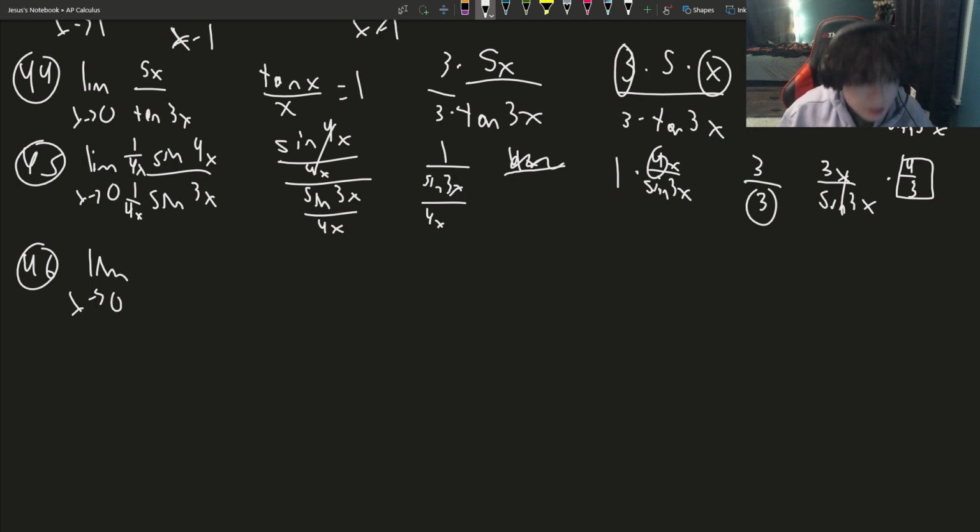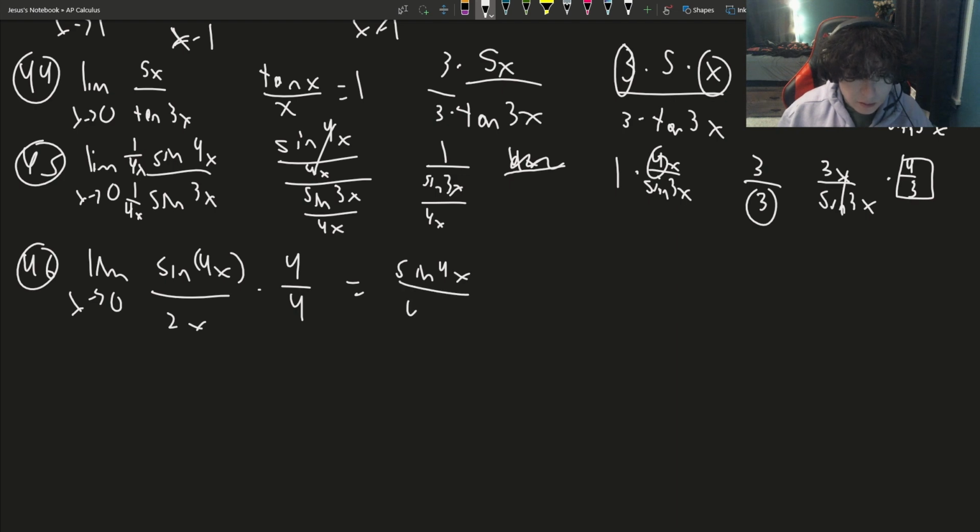Then this sine of 4x over 2x, so it's just the same thing, multiply top and bottom by 4. And then we could just rewrite this as sine of 4x over 4x, because this is the same thing as saying 4 times 2 times x, and you could just do 4x times 2. It's the same thing. So then 4x times 2, and then you could just have the 4 up here. And then this turns into 1, and you just have 2.